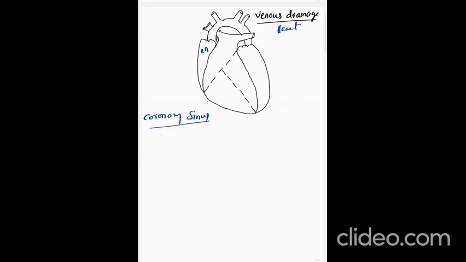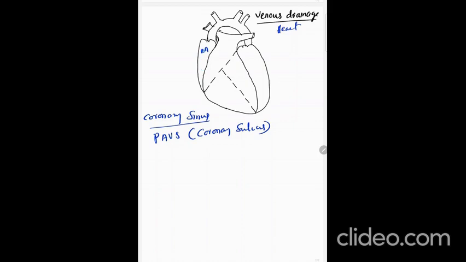It is present in the posterior atrioventricular sulcus. It's also known as the coronary sulcus. So here in this diagram, we can see the schematic diagram of the heart, and I already uploaded a video showing how to draw the schematic diagram of the heart. If you did not watch the video, please go and watch it. It is available on my channel.